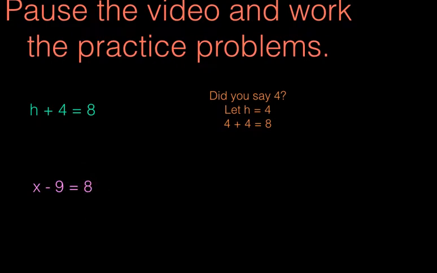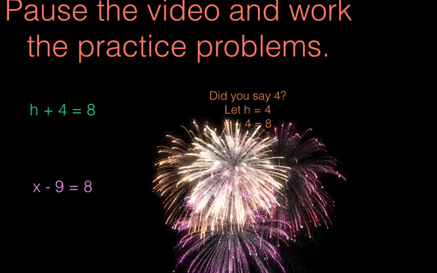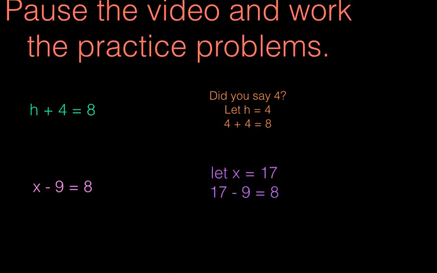What about x minus 9 equals 8? So let x equal 17. 17 minus 9 equals 8. You kind of have to think about working backwards a little bit here. If you don't know your facts right off the top of your head, you can always take the sum and then add it to your factor.